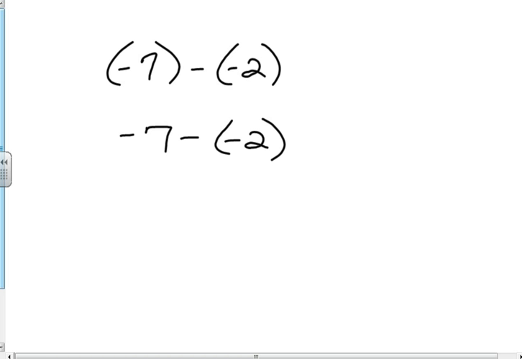So instead of subtract, add the opposite. So instead, we're going to look at this as -7 + 2. So my account is $7 in the hole, and I only deposited 2. That was a bad idea because you're still $5 in the hole.